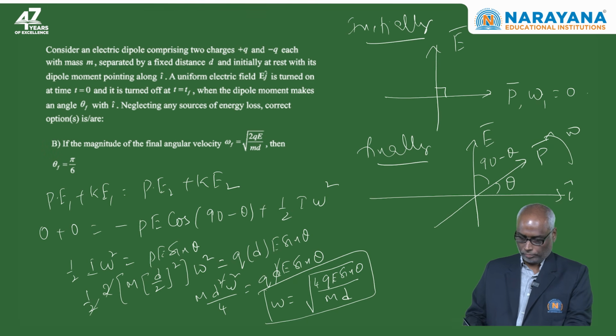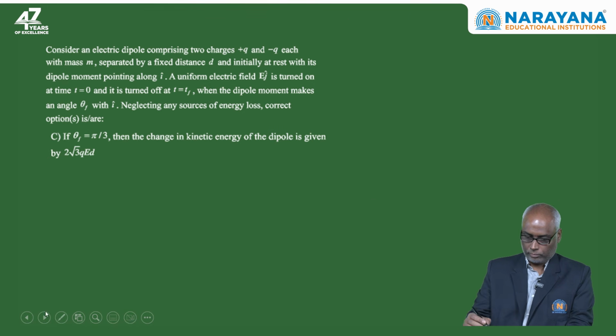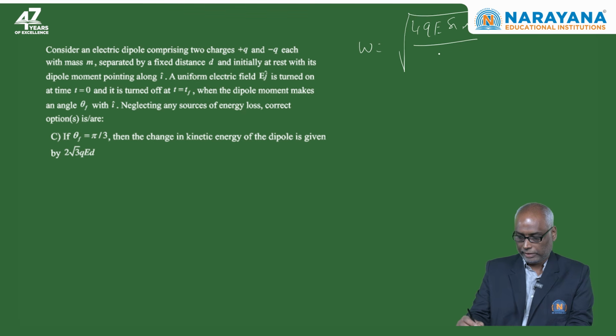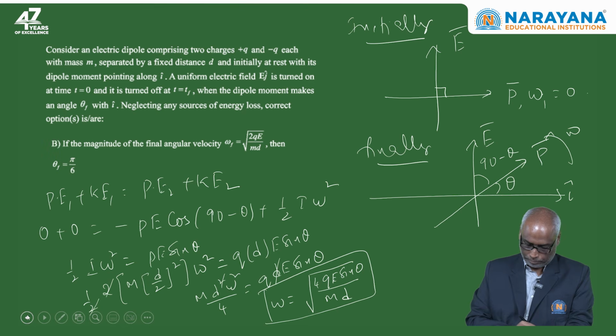I can substitute the value of theta and find the value of omega, or else I can substitute the value of omega also. So, look at this one. We got omega equals under root of 4 Q E sin theta, whole divided by m d.